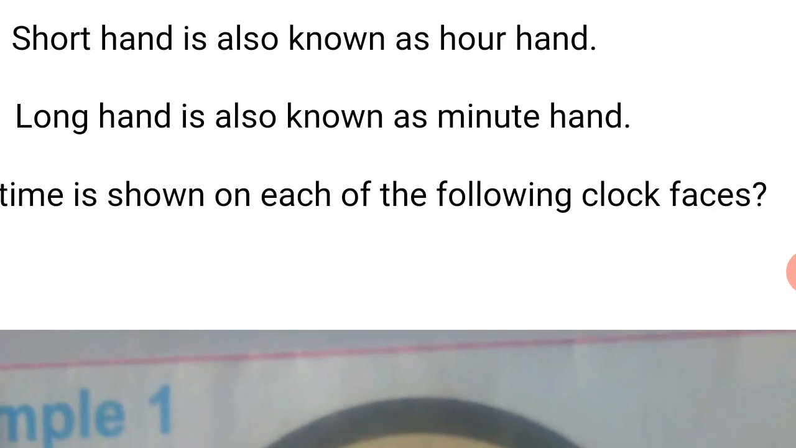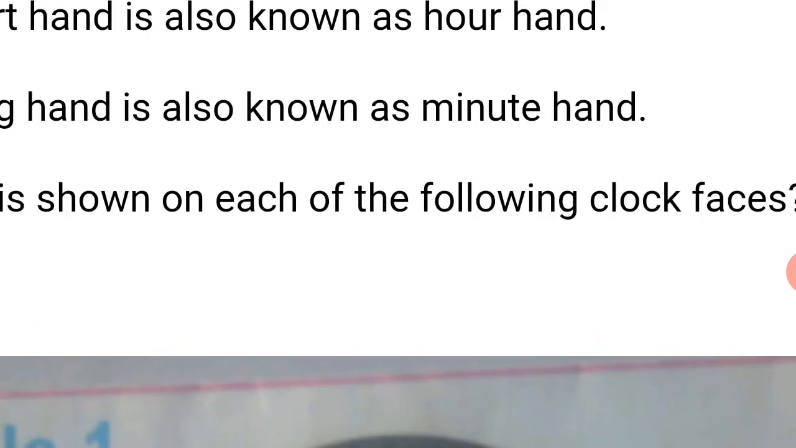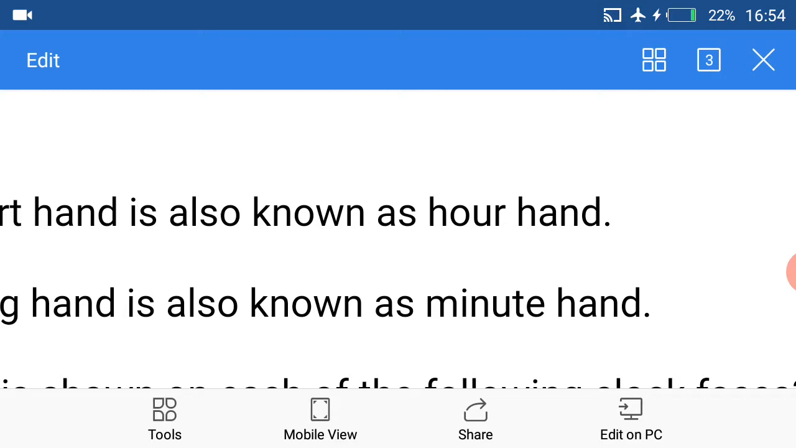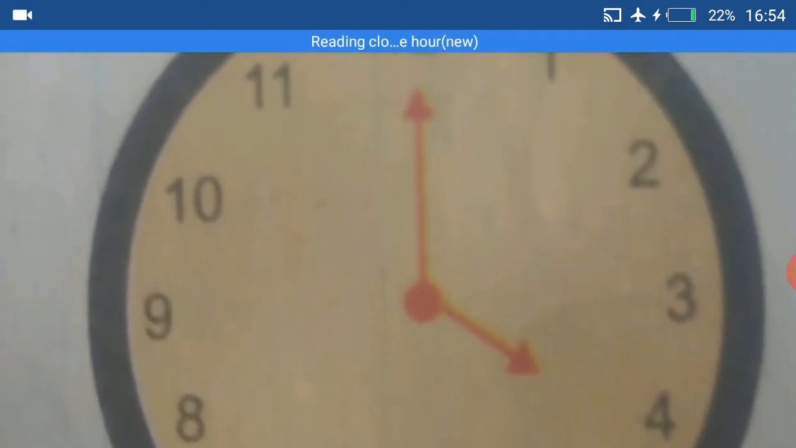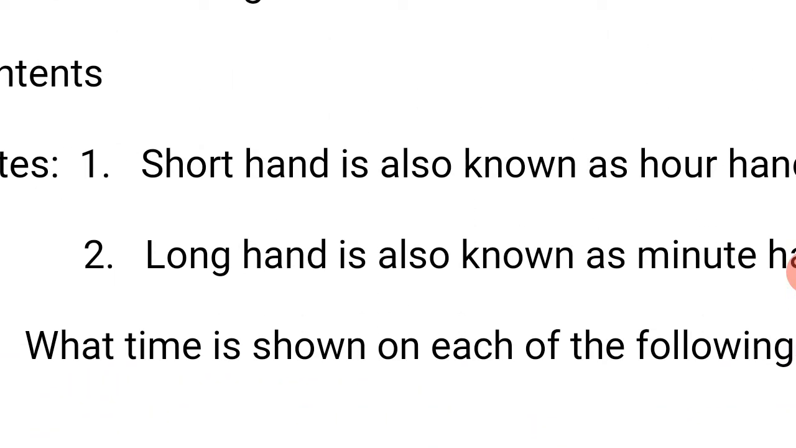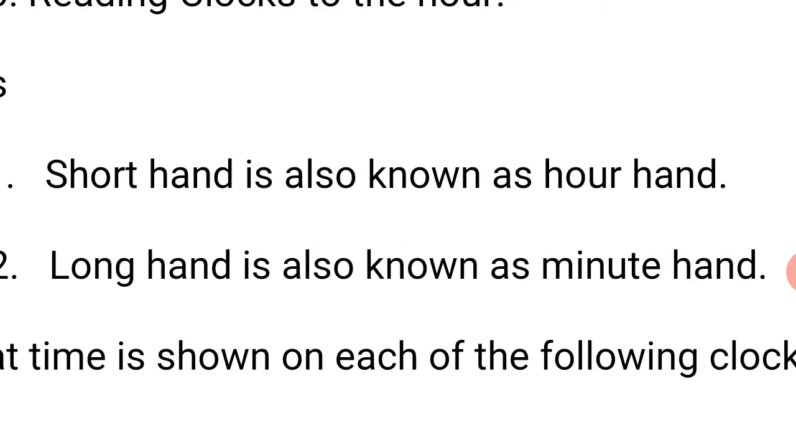The short hand is also known as a hand. The short hand is the one that is placed on 4. Look at it. Short hand is placed on 4. If you look at the two hands we have here, you will see that the one that is placed on 4 is shorter than the one on 12. So the short one is the one that is placed on 4, and the long one is the one that is placed on 12. So this short one is called a hand. That's why we say short hand is also known as a hand.